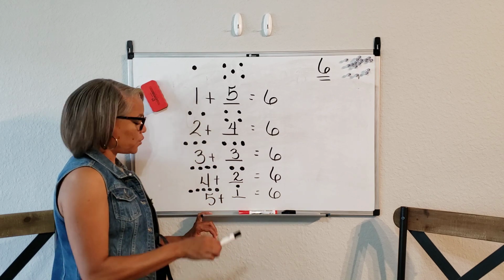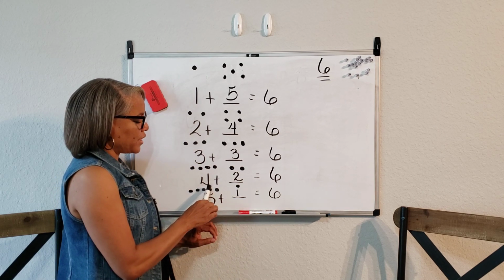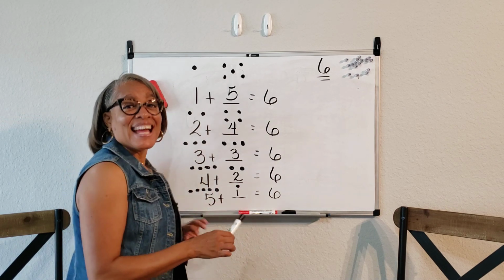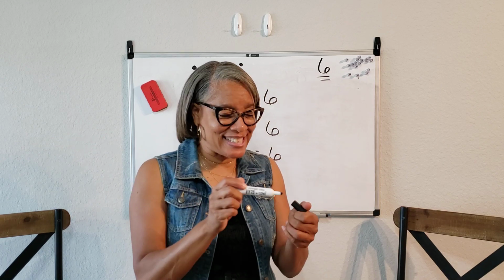Let's count to make sure. 1, 2, 3, 4, 5, 6. Because 5 plus 1 equals 6. Isn't that easy peasy lemon squeezy?